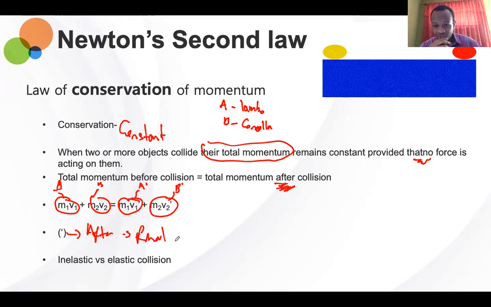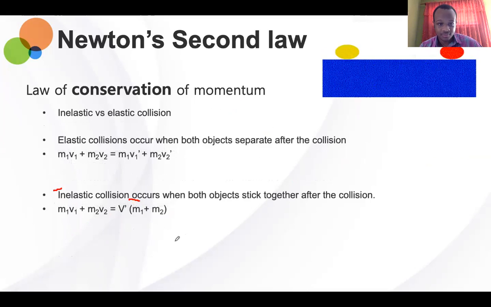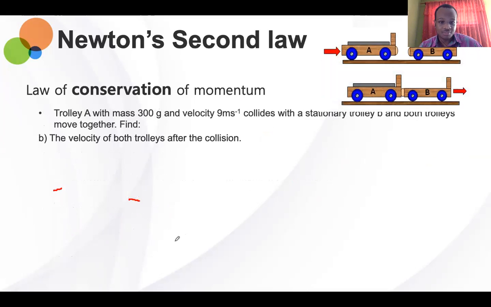Let's do a simple question before we go, right? We're doing this together. You're going to help me. So Charlie A has a mass of 300 grams and a velocity of 9 meters per second. Charlie A is our Lambo, right?